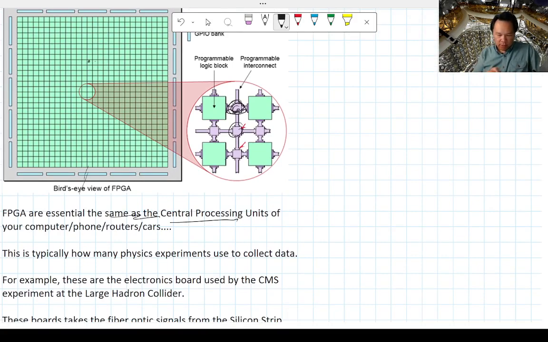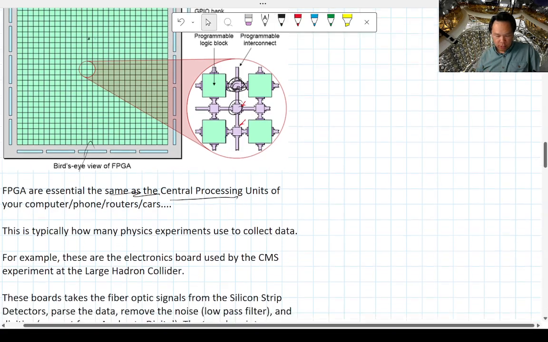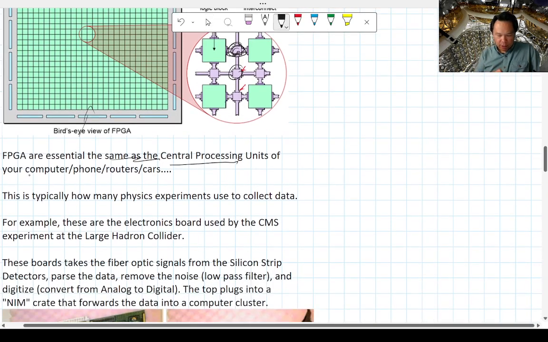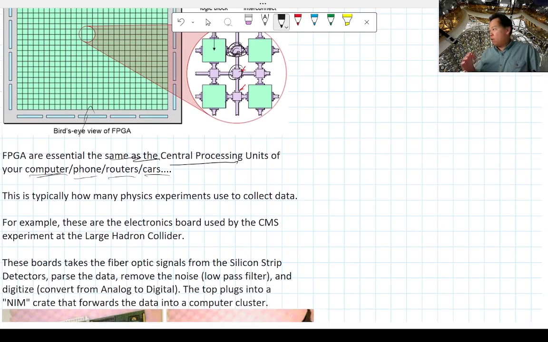So this is a small FPGA, but FPGAs are actually in your computer, your phone, your router, your cars, even my thermostat. They are in a lot of things, and this is how typically a lot of physics experiments collect data.